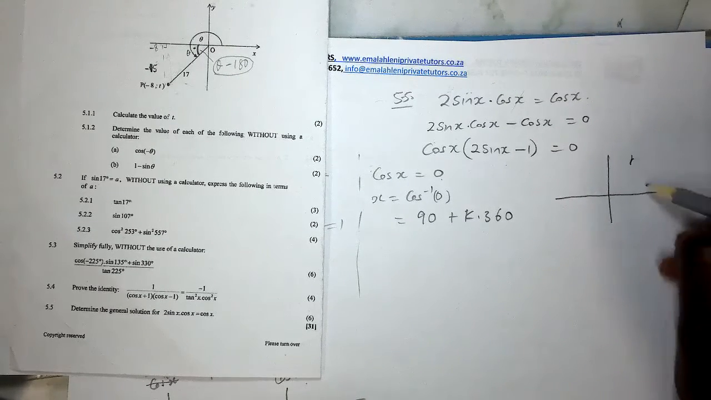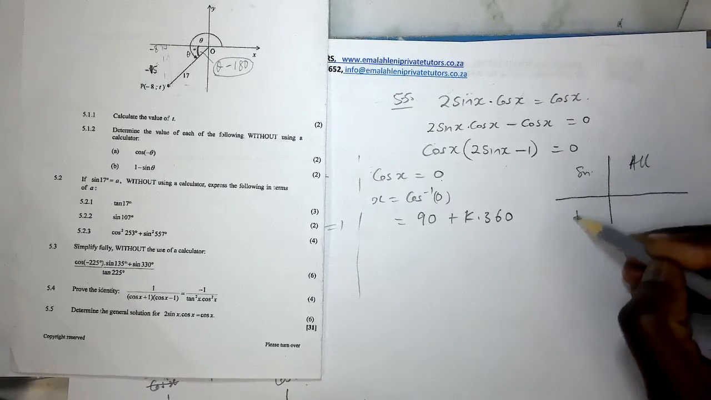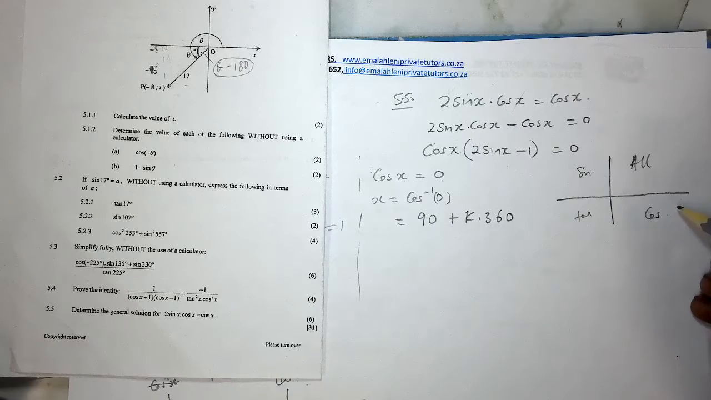So here is cos; this is where all are positive. Sine here, tan here, and cos here. So this is where it's positive. So you must also look out for the second angle, where cos is positive.